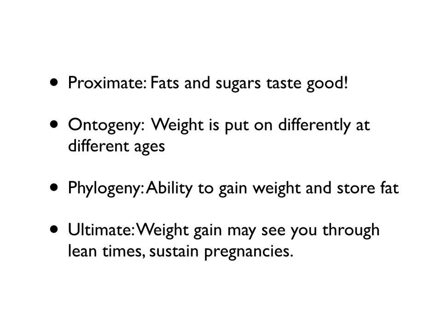If we look across the life cycle, we can see how weight is put on differently at different ages: toddlerhood, childhood, teenagers, adults, old age. There's different rates of obesity, and there's different susceptibility to obesity at different ages. Phylogeny, we can look back through the primate order and look at this ability to gain weight and store fat. And we also might question, why do we need to see weight gain? Why do humans have the ability to be obese?